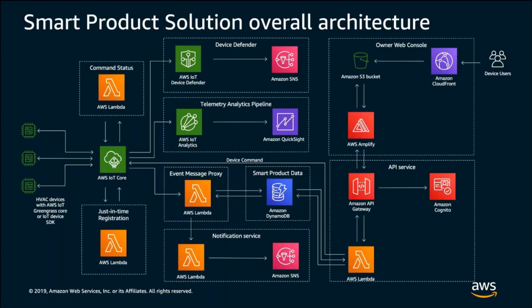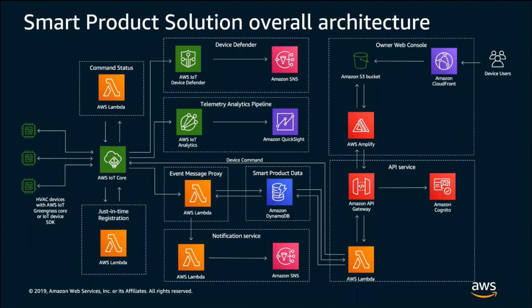This is the overall architecture of the Smart Product Solution. The Smart Product Solution is designed to connect HVAC devices with AWS IoT Greengrass Core or IoT Device SDK. Either way, customers can choose which to use to connect to the solution. The supported protocols to connect to AWS IoT Core are MQTT and HTTPS. For the demo purpose, the Smart Product Solution is going to use MQTT with X.509 client certificate.